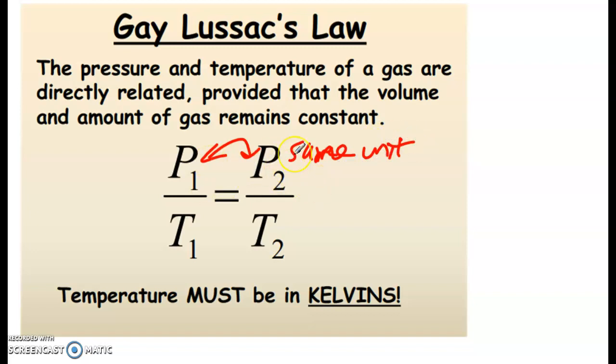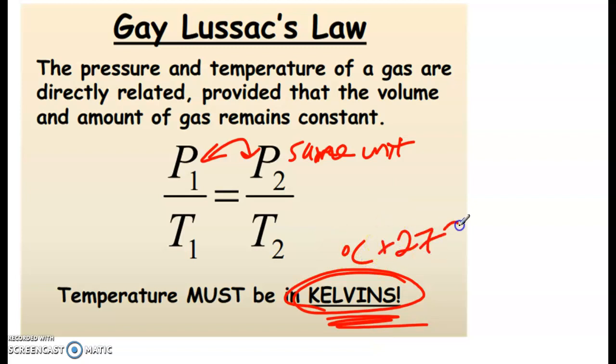If they're both atmospheres, if they're both torr, that doesn't matter. It just matters that they have to be the same. Also, your temperature must be in Kelvin. So that means, remember, we'll take our degrees Celsius and we add 273 to it. Any gas formula that we're using, no matter what, if there's temperature involved, it is involving Kelvins. You cannot have a negative temperature.